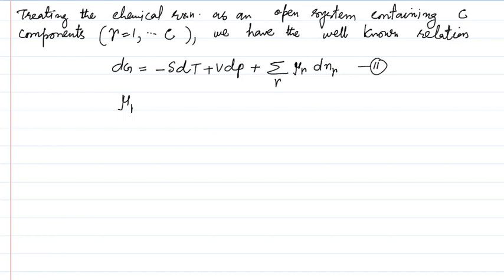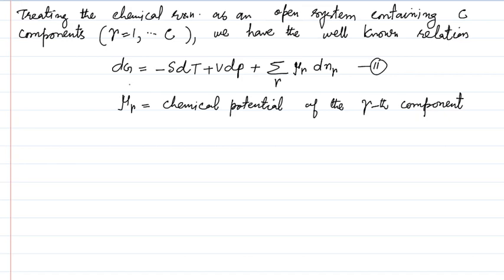Here mu gamma is simply the chemical potential of the gamma component, and this n gamma is simply the number of moles of the same component.